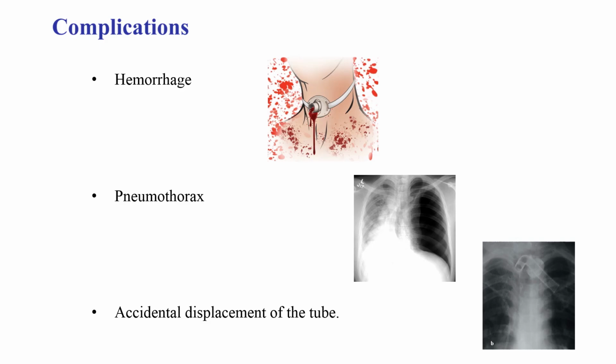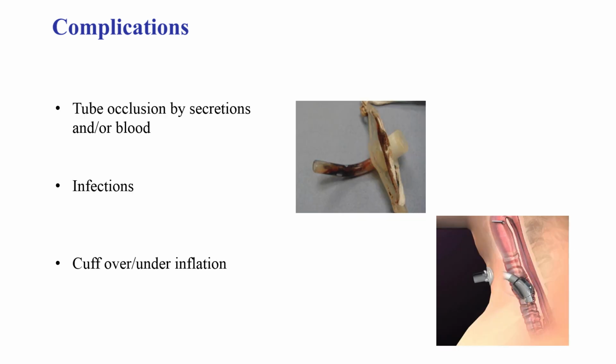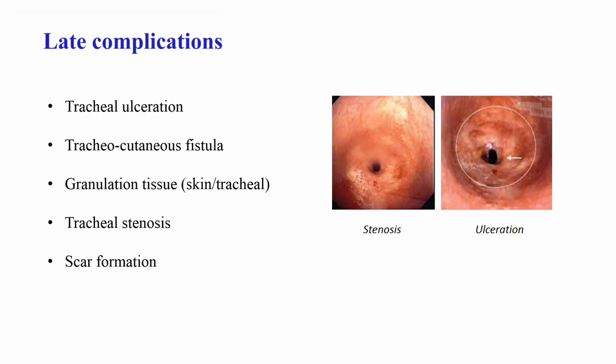What are the various complications of tracheostomy? These include hemorrhage, pneumothorax, accidental displacement of tube, tube occlusion due to secretions or blood, infections, cuff over and under inflation. Late complications include tracheal ulceration, tracheocutaneous fistulae, granulation tissue formation, tracheal stenosis, scar formation.